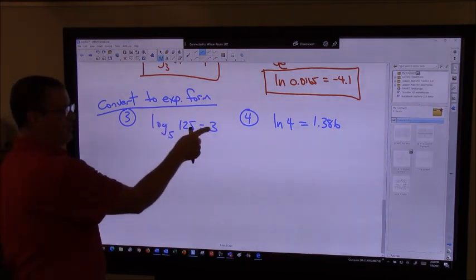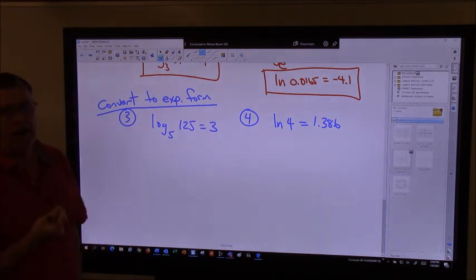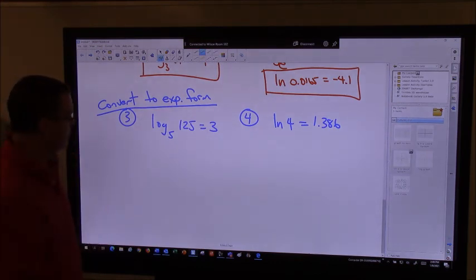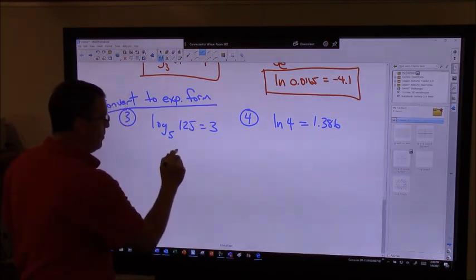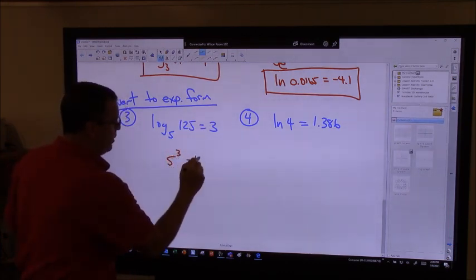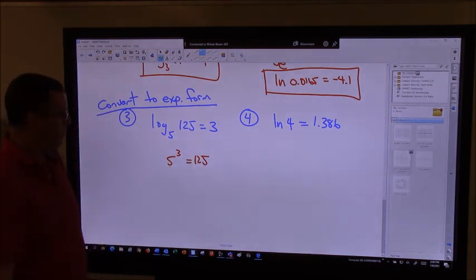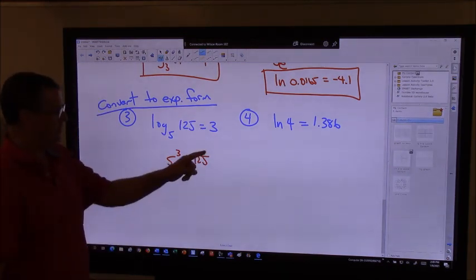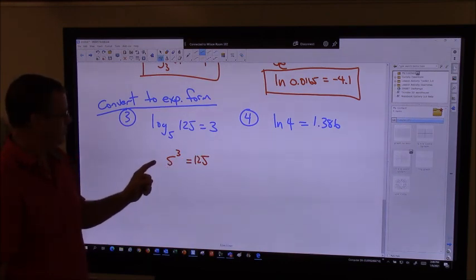Logs are exponents. There's my exponent. This is my base. I ought to be able to do this, right? Base 5 raised to the third power equals 125. I want to make sure this is a true statement. I don't want to say 125 raised to the third power equals 5. That doesn't make sense, right?